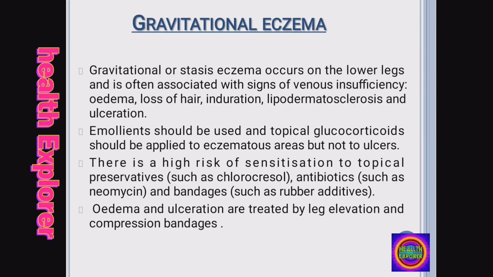Gravitational eczema. Gravitational or stasis eczema occurs on the lower legs and is often associated with signs of venous insufficiency, edema, loss of hair, induration, lipodermatosclerosis and ulceration. Emollients should be used and topical glucocorticoids should be applied to eczematous areas but not to ulcers. There is a high risk of sensitization to topical preservatives, such as chlorocresol, antibiotics, such as neomycin, and bandages, such as rubber additives. Edema and ulceration are treated by leg elevation and compression bandages.